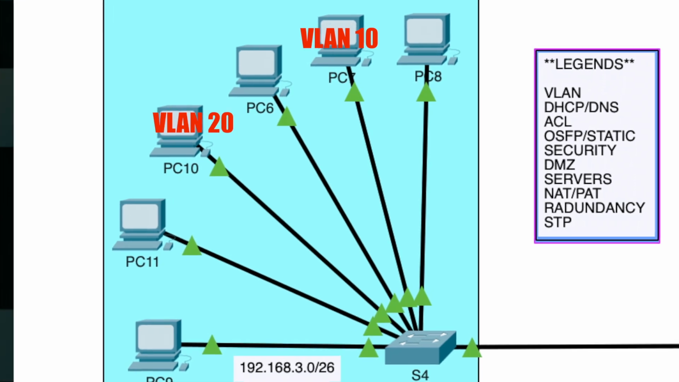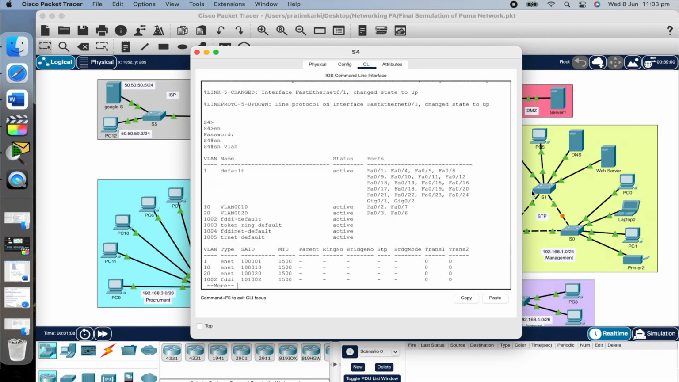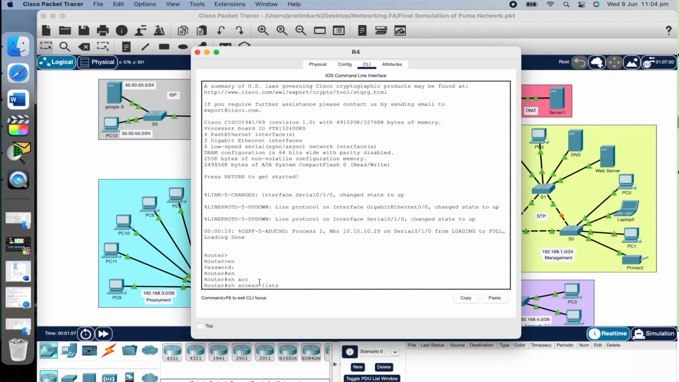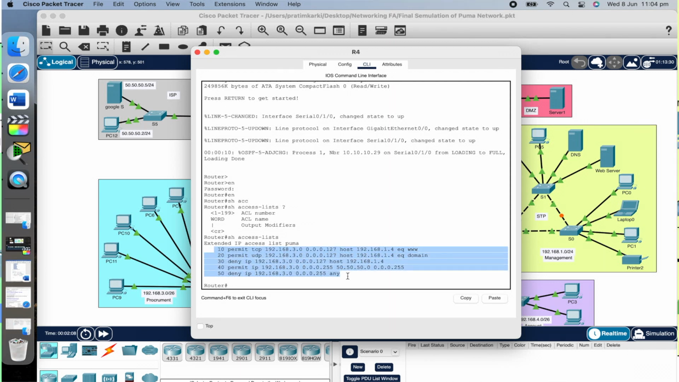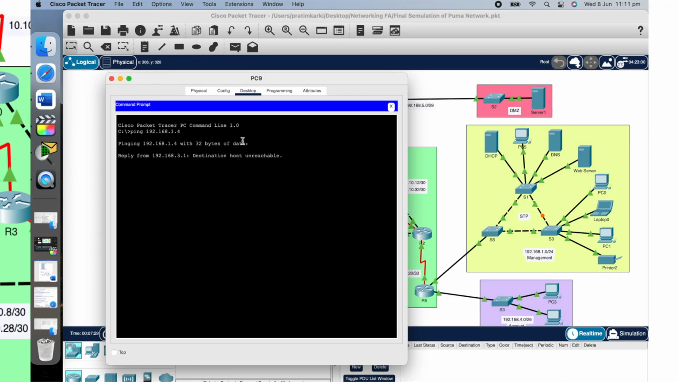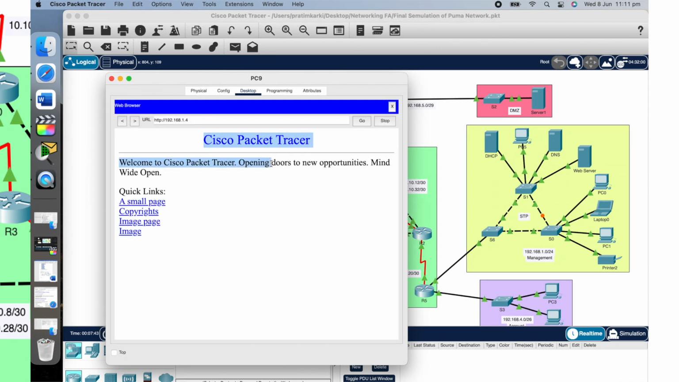VLAN. VLAN 10 and VLAN 20 have been implemented in 2 groups of switches in the procurement department for security purposes, to handle particular tasks, to manage traffic flow, and to maintain privacy. ACL. The extended ACL has been implemented to limit the use of the internet at the transport layer, utilizing ICMP, TCP, or UDP protocol between the procurement and management departments.